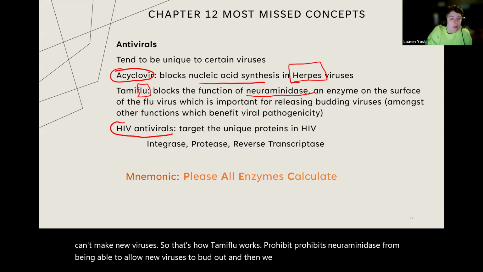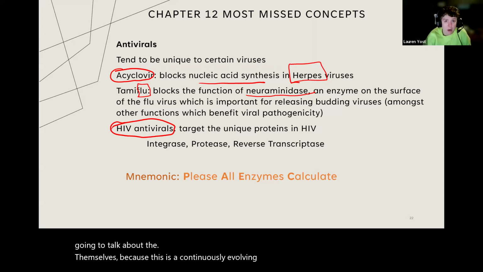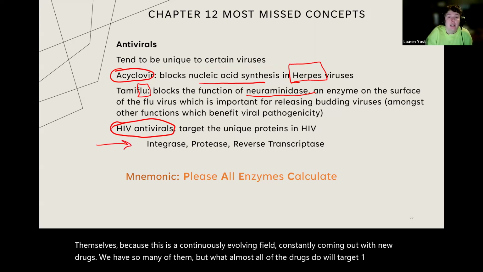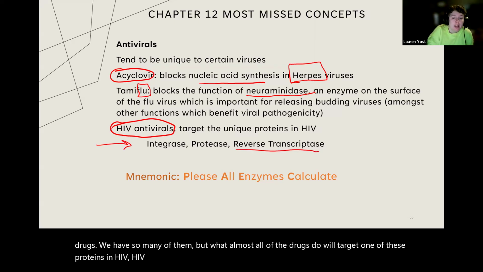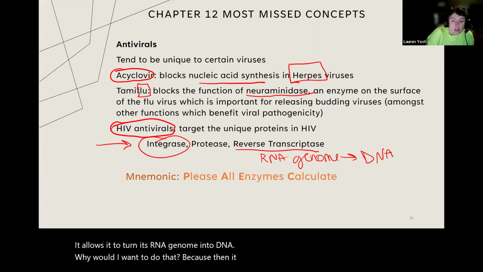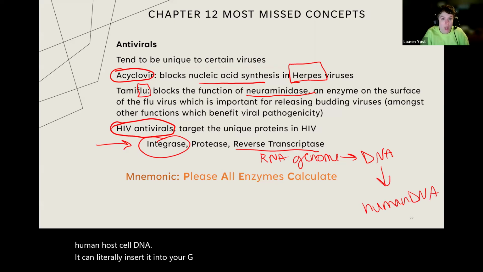And then we have our HIV antivirals. We're not going to talk about the drugs themselves, because this is a continuously evolving field, constantly coming out with new drugs. And we have so many of them. But almost all of the drugs target one of these proteins in HIV. HIV makes reverse transcriptase. It has an RNA genome, and reverse transcriptase allows it to turn its RNA genome into DNA. Why would it want to do that? Because then it can use integrase to insert that DNA into the human host cell DNA. It can literally insert it into your cells' DNA, into your chromosomes. And integrase is the protein that does that.